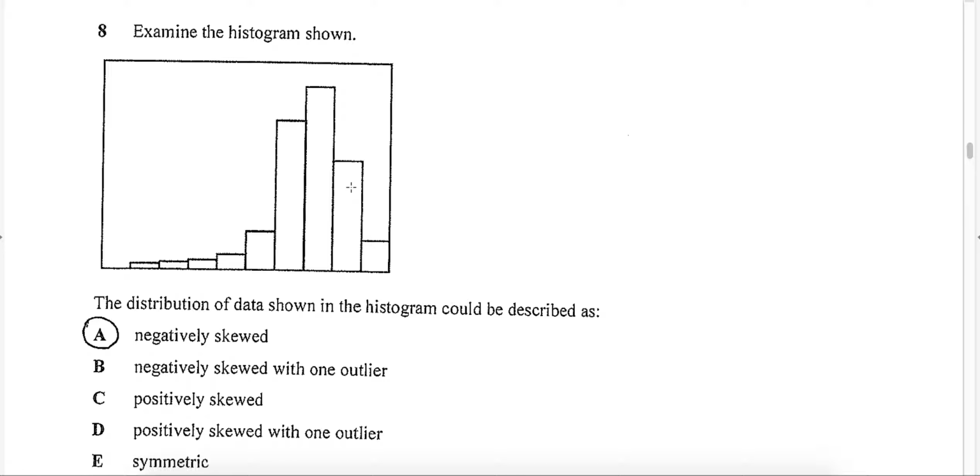This one here, we've got a histogram. Have a look, your tail is down here. And if this was a number line, that would be the negative end. This would be the positive end. So we have a negative skew.